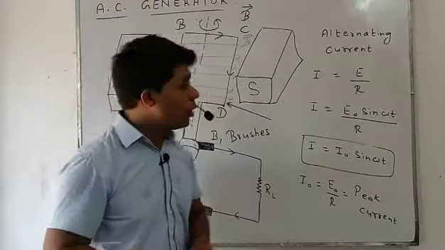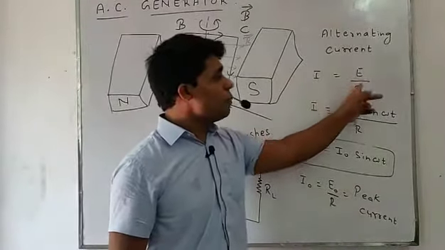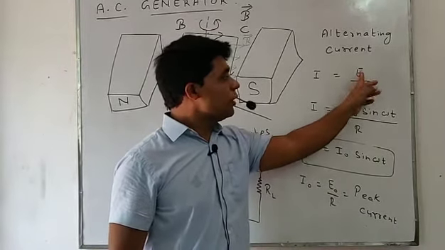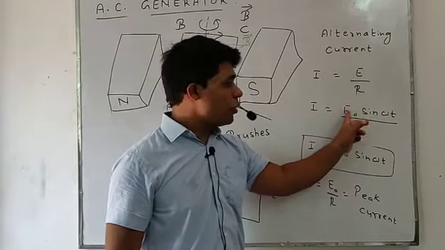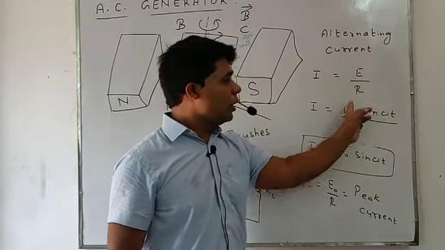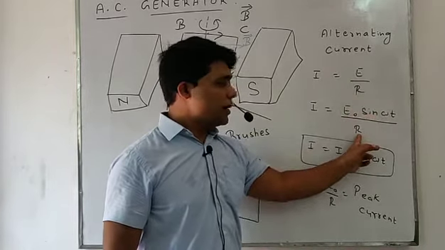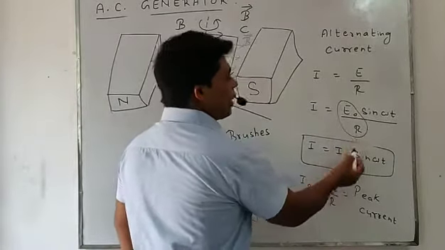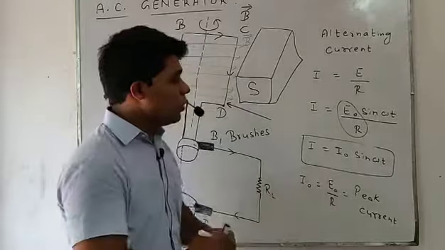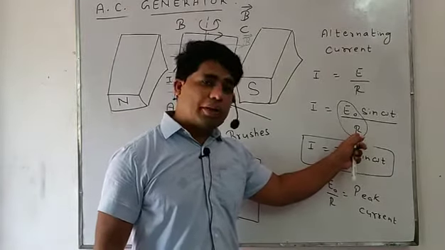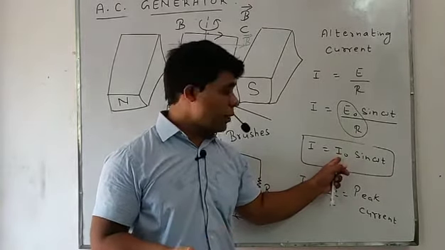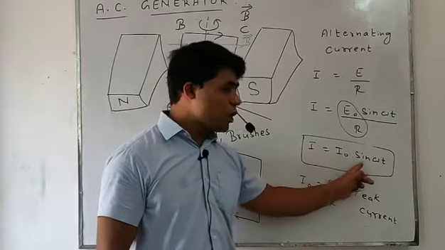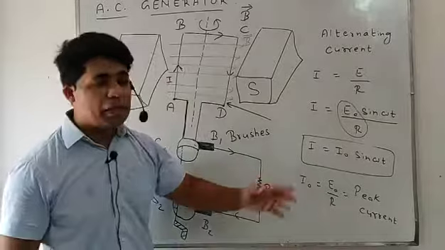Now students, for alternating current, we write the formula I equals E by R. What is the induced EMF that we found? E naught sin omega t, alternating EMF, and R is resistance. Look students, E naught by R becomes I naught, where E naught is the peak EMF and R is resistance, so it becomes peak current I naught. So for alternating current we get I equals I naught sin omega t. This is the value of alternating current.